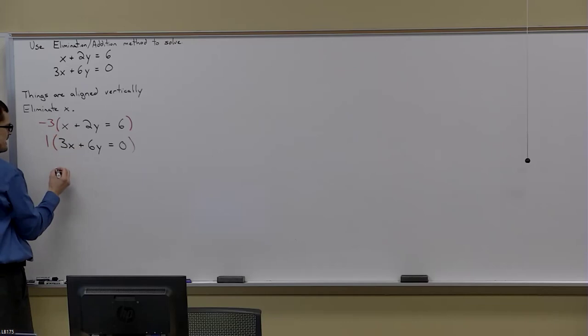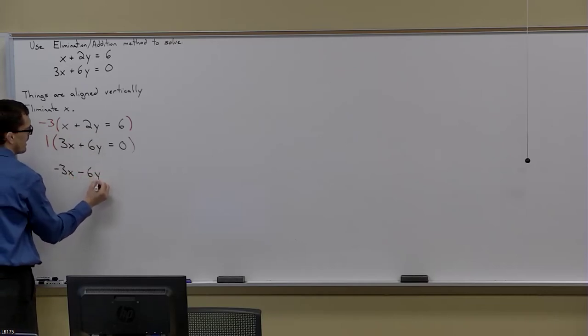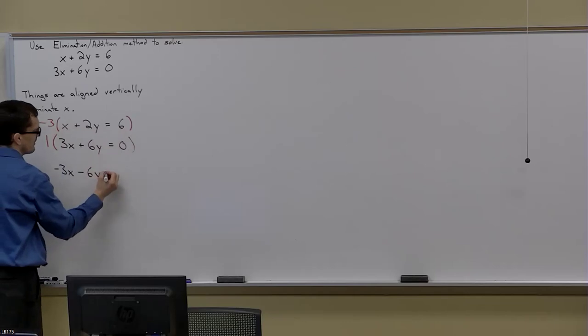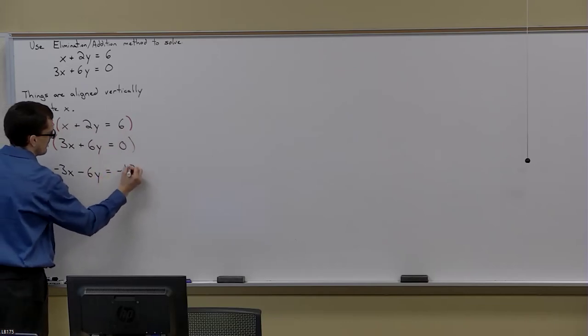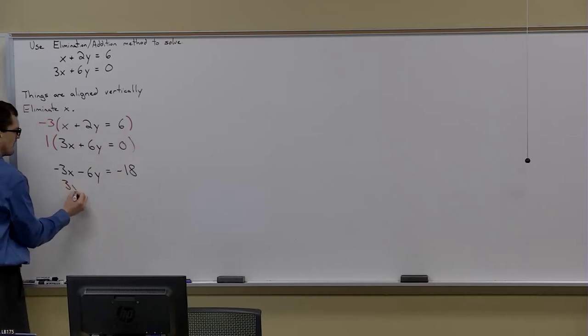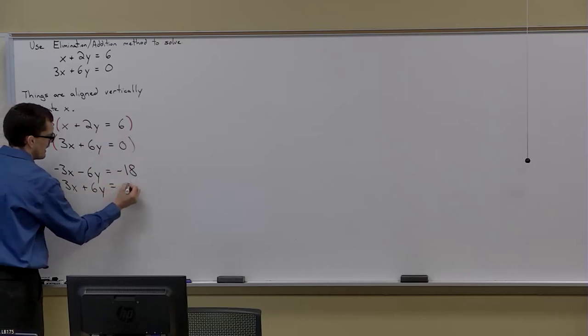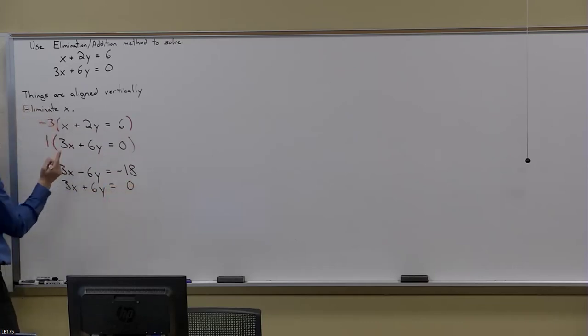So -3 times x gives me -3x. -3 times 2y gives me -6y. -3 times 6 gives me a -18. Multiplying by 1 doesn't change any of the terms in the second equation. 1 times 3x is 3x. 1 times 6y is 6y. And 1 times 0 is 0.